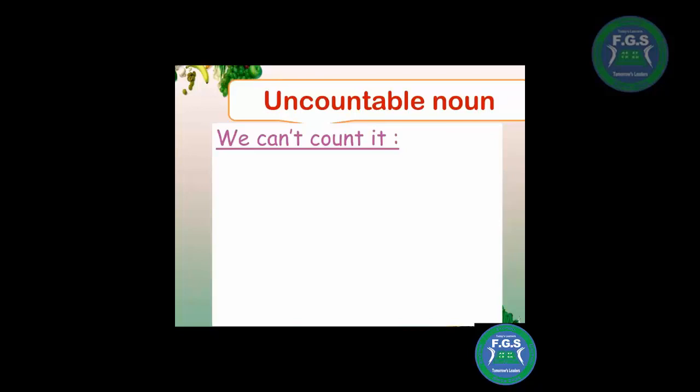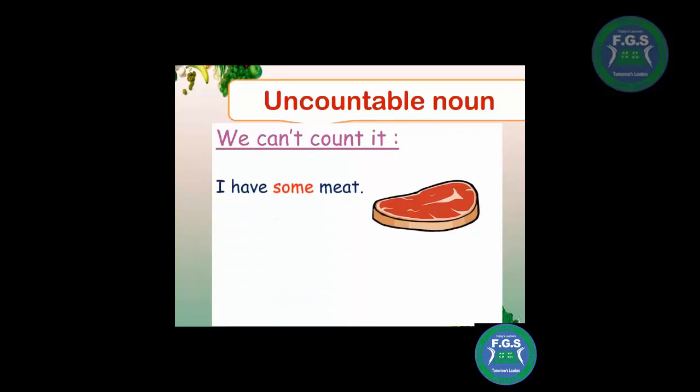And now part number 2, uncountable nouns. It means that we can't count it. For example, if you have rice, sugar, pasta, we can't count them, they are too many. Look at this picture, it's meat, we can't count it. So we say I have some meat. I can't add a or an.